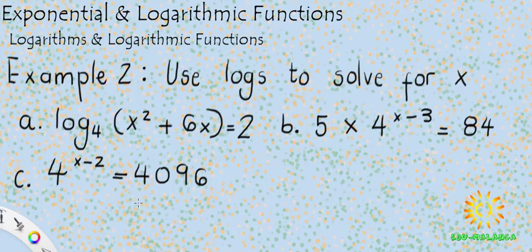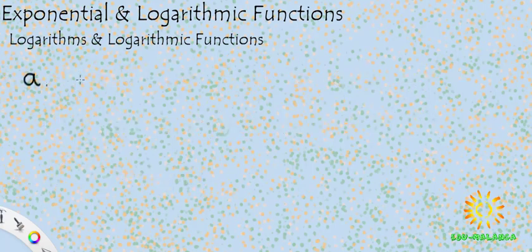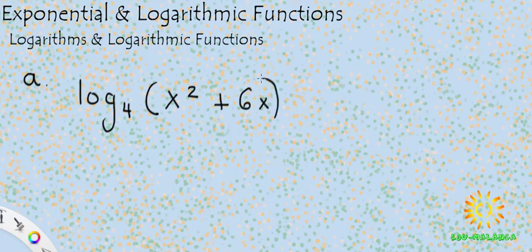In example 2, we're asked to use logs to solve for x again, and we're given 3 expressions to solve this time. Let's get started with A. In A, we're told that log base 4 of x squared plus 6x should equal to 2. I'll rewrite this expression on the next page and we can start solving it. And so it will be log base 4 of x squared plus 6x should equal to 2. Let me use substitution to simplify this expression.